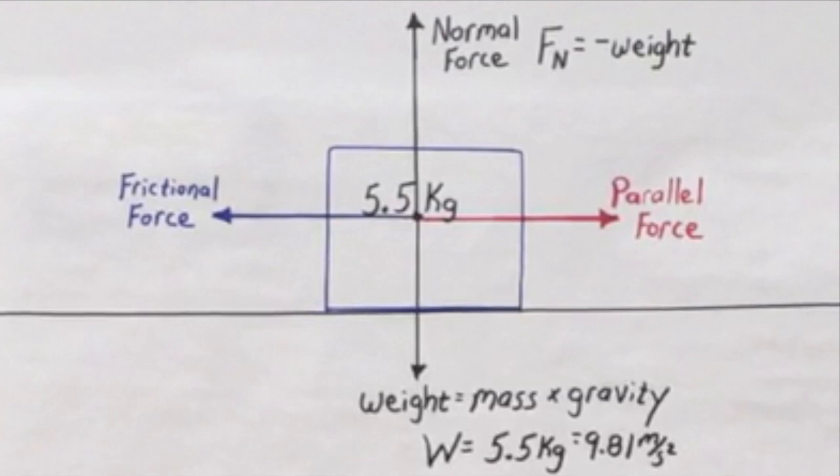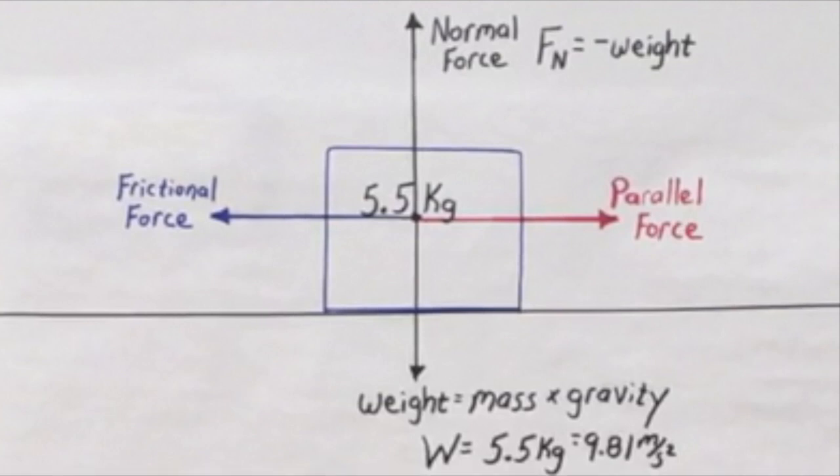To keep it moving in a straight line, we have to pull in one direction. This is the parallel force, and it is shown in the diagram with the red arrow to the right. As long as the speed remains constant, the frictional force and the parallel force will be equal. If the parallel force equals the frictional force, it's pretty simple to calculate the friction.